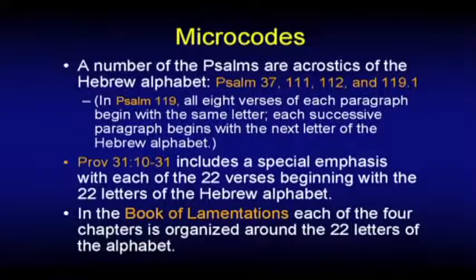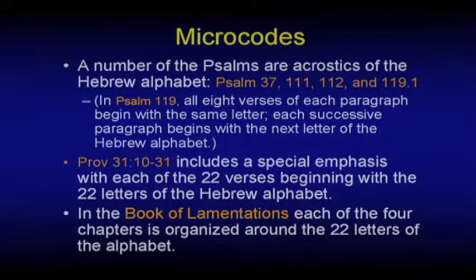Now, there are a number of psalms that are acrostics in the Hebrew alphabet. I've mentioned several of those already, but Psalm 119 I've summarized already. Each paragraph begins with the same letter and so on. Proverbs 31, verses 10 through 31, includes a special emphasis with each of the 22 verses beginning with the 22 letters of the Hebrew alphabet. So it's also a form of an acrostic where each is successive. And in the book of Lamentations, each of the 4 chapters is organized around the 22 letters of the alphabet. So we notice that there is a Jewish preoccupation with textual structure, and we see that all through the scripture.